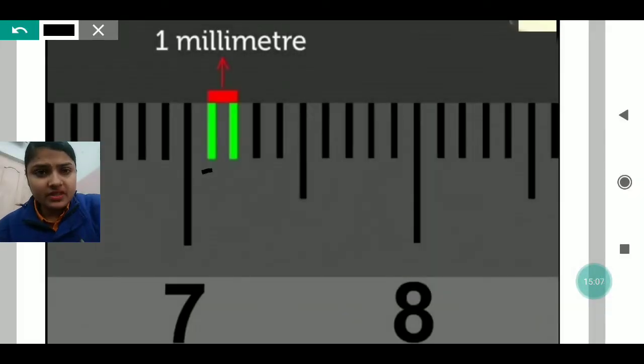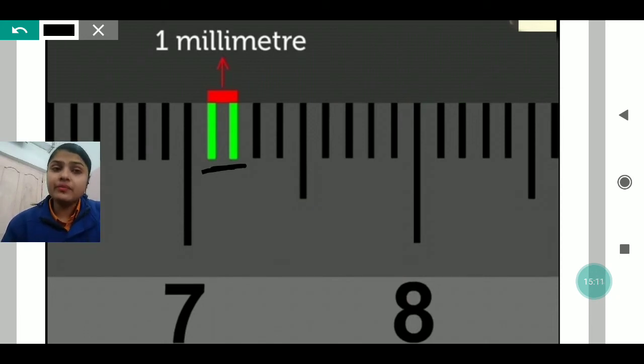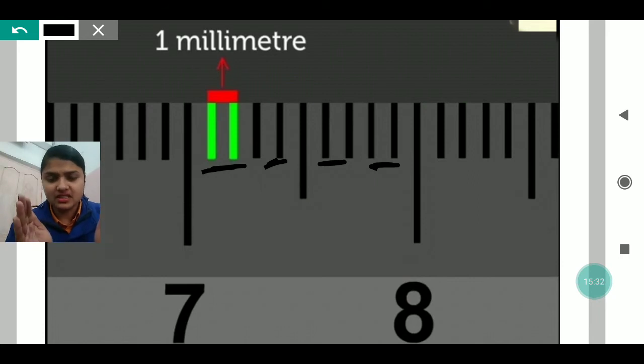Two subdivisions are considered as 1 millimeter. In the same way these two, 1 millimeter, and like this it goes on to complete 1 centimeter. Means two subdivisions on the ruler complete 1 millimeter, and a total of 10 subdivisions complete 1 centimeter.